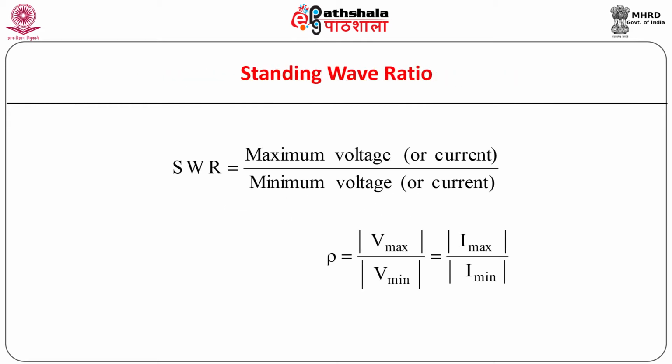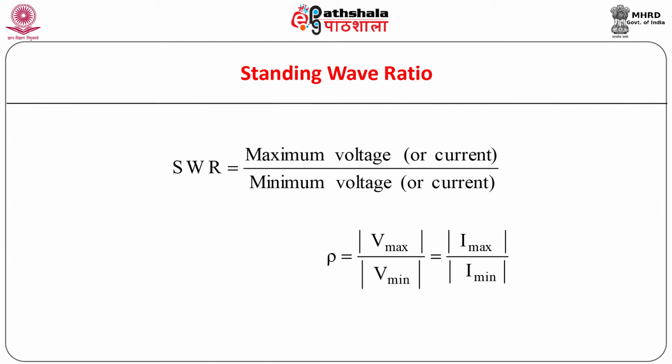One of the important qualities related to a transmission line to account for reflection loss is the standing wave ratio, abbreviated as SWR. It is defined as the ratio of the maximum value of voltage or current amplitude to the minimum value of voltage or current, and it is given by SWR is equal to Vmax upon Vmin or Imax upon Imin. This VSWR is generally designed for measuring the reflection loss.